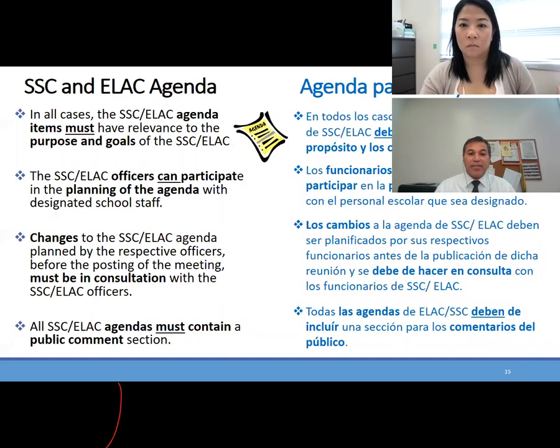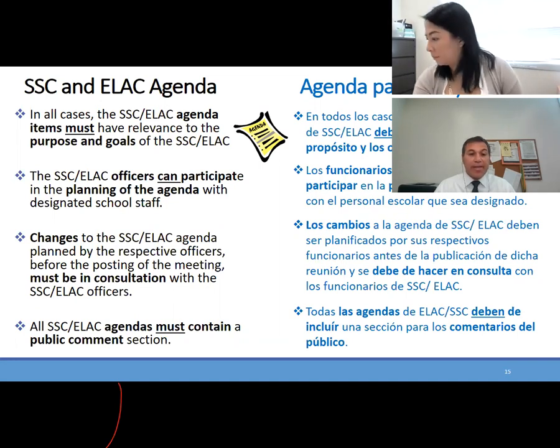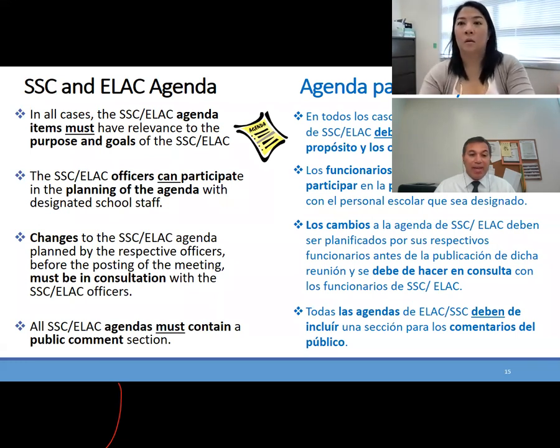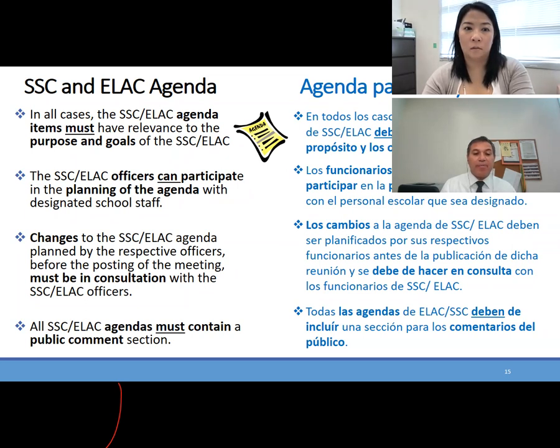Again, the agenda items must have relevance to the purpose and goals. In other words, what is it we're doing and why are we doing it? Our officers, which we'll talk about a little bit later, can participate in the planning of the agenda. Any changes to the agenda can be made, but must be made in consultation and before you post the agenda. And yes, all agendas must contain a public comment section. There's a chance for the public to make comments, and you just limit it to 2 minutes and the person must sign up.